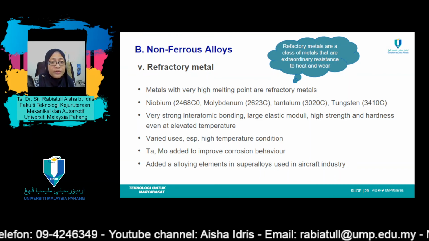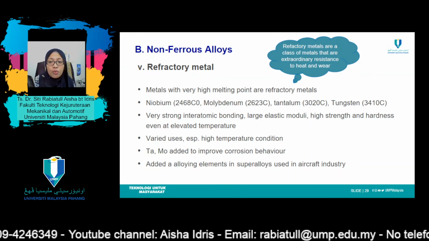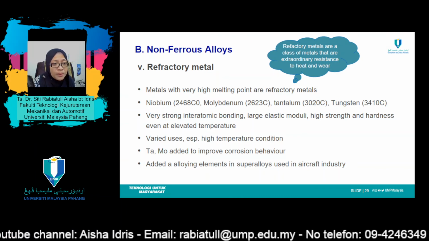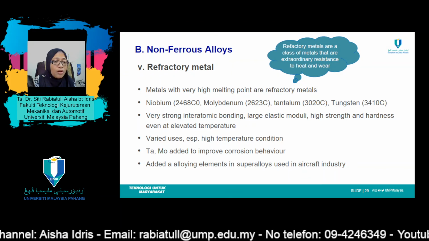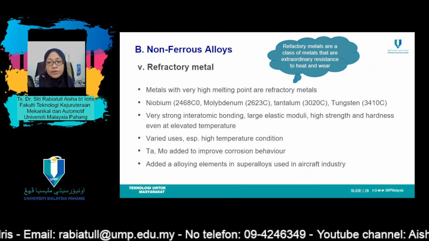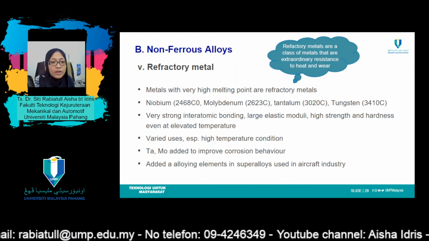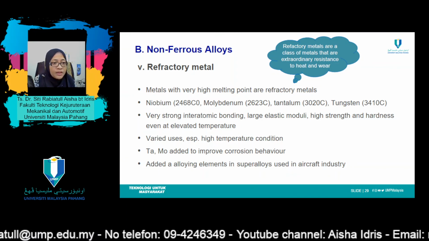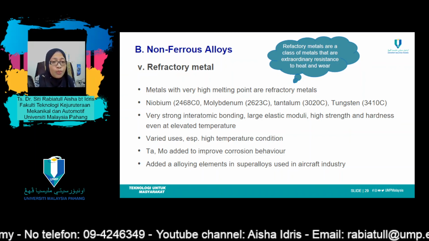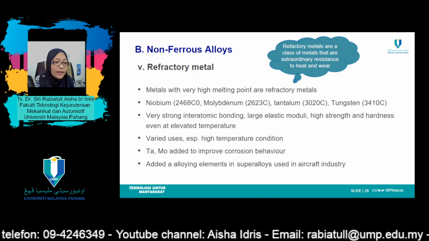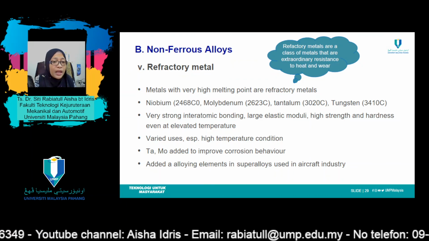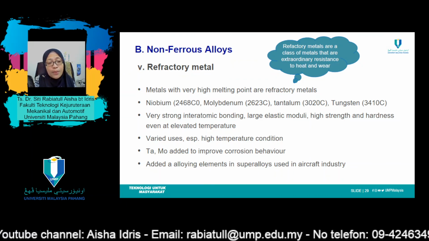2468 degrees C for niobium and 3410 for tungsten. The highest melting temperature of all metals is for tungsten, with the value of 3410 degrees C. Interatomic bonding in these metals is extremely strong, which accounts for the melting temperatures, and in addition, large elastic moduli and high strength and hardness at ambient as well as elevated temperatures.